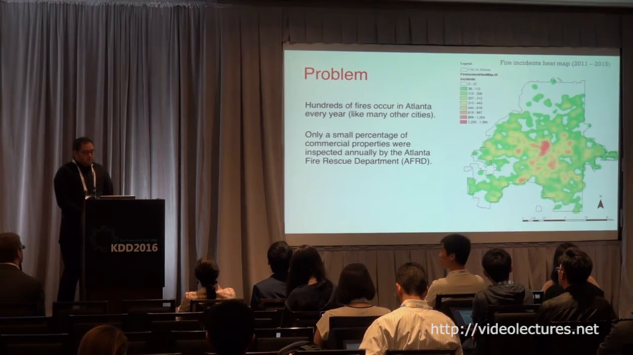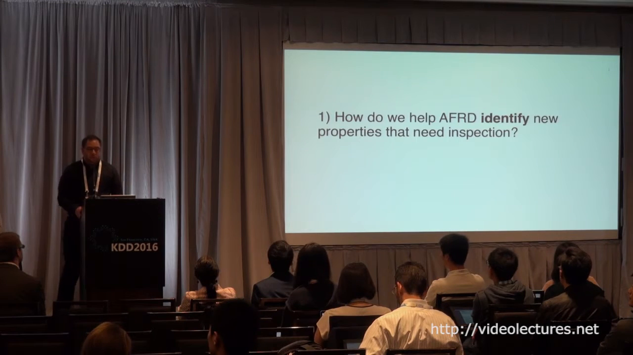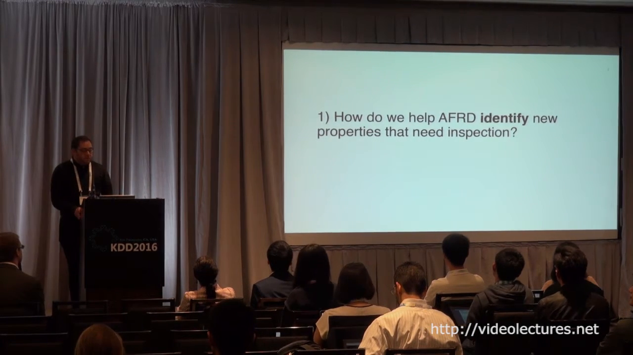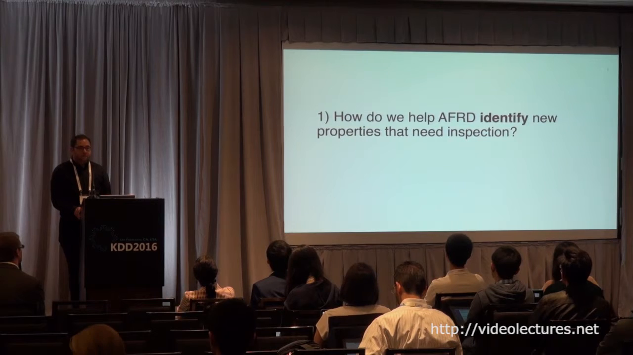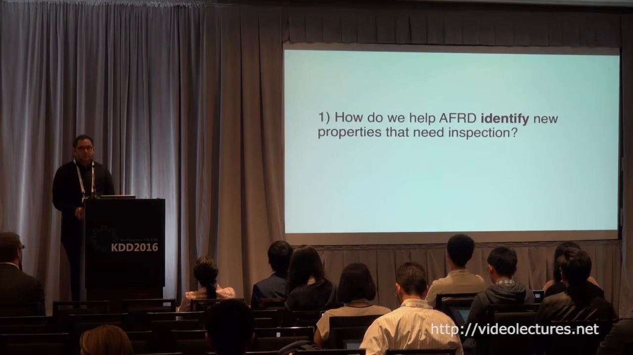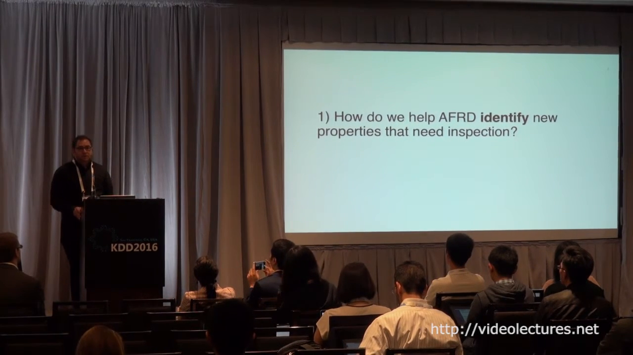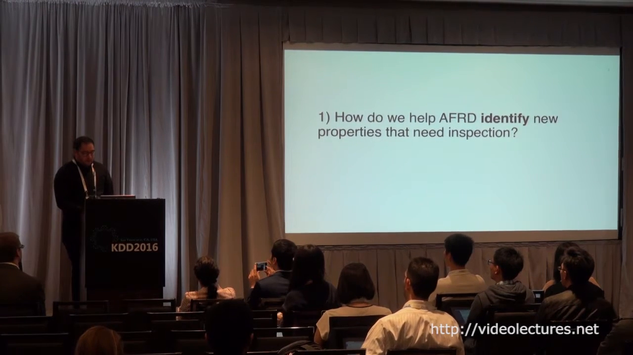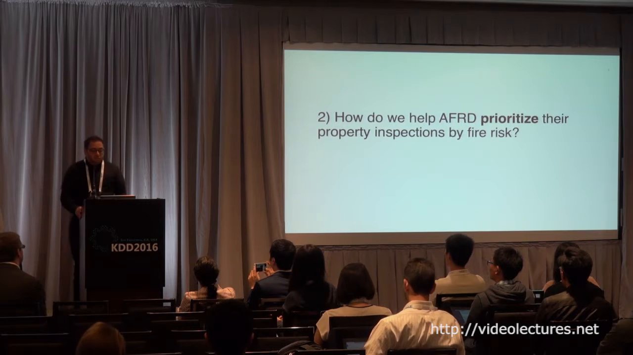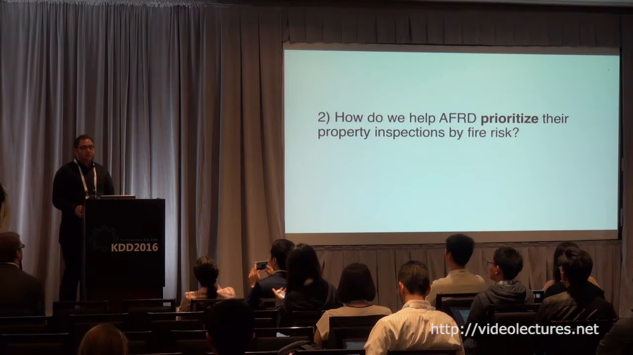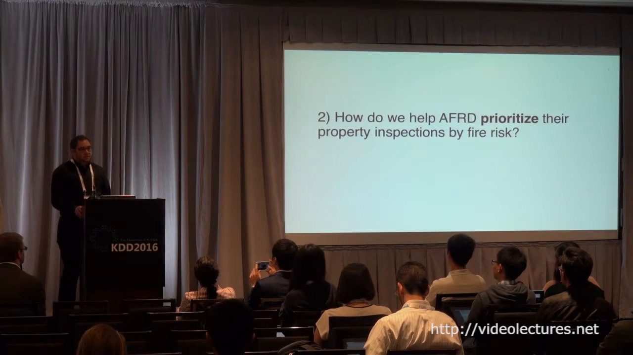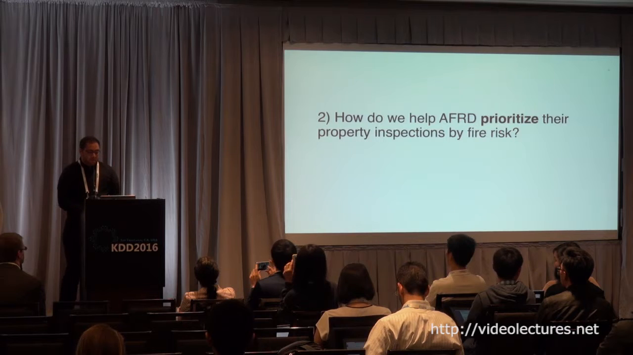So we had two different questions that we wanted to address. The first was, how do we help the Atlanta Fire Rescue Department identify new properties that need inspection? So they were only inspecting a small portion of the properties that actually needed to be inspected. And the second question is, once we have this list of properties that should be inspected, how do we help them prioritize by fire risk so that they can inspect the properties that are most at risk of fire?